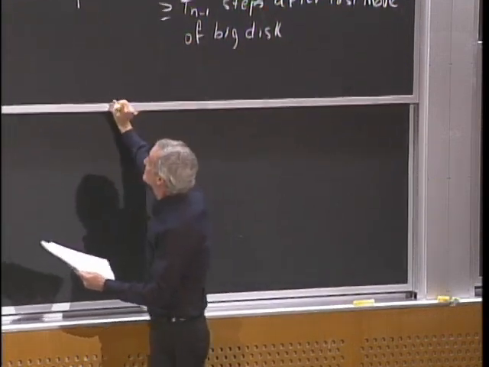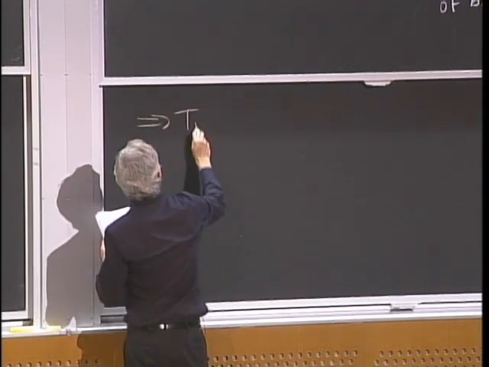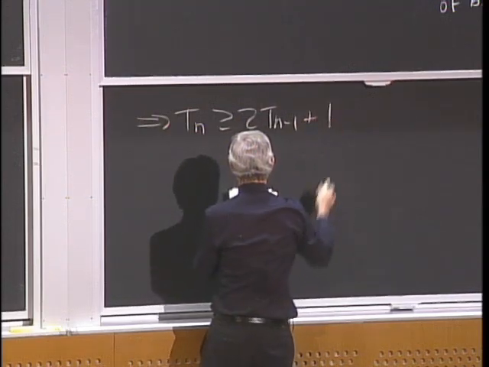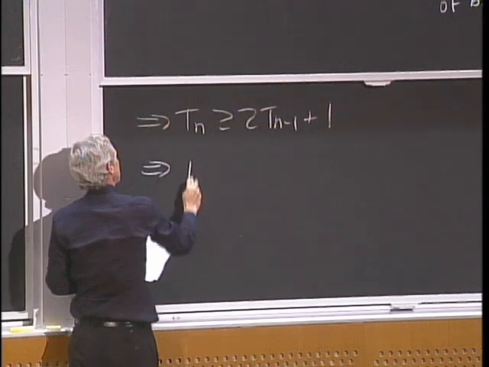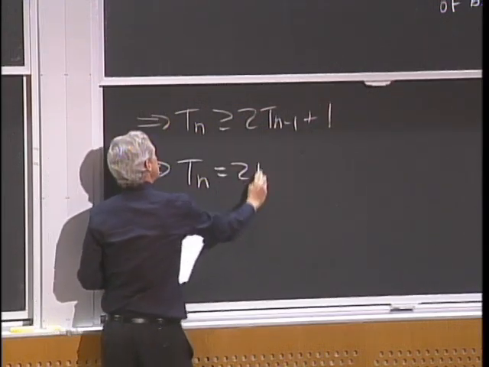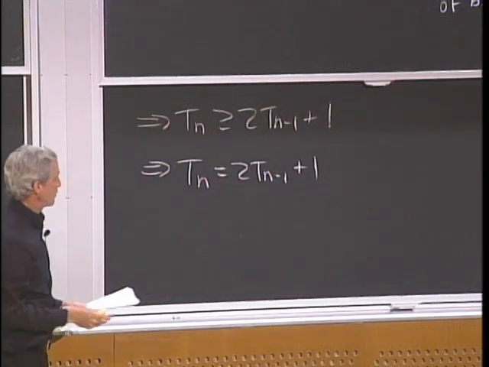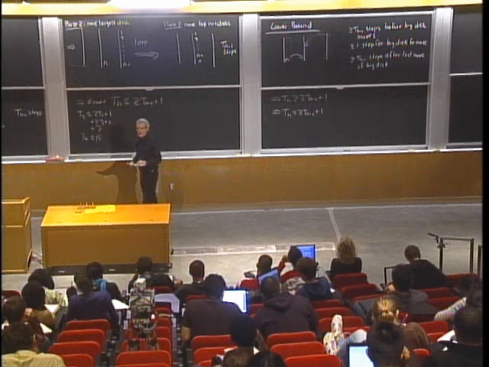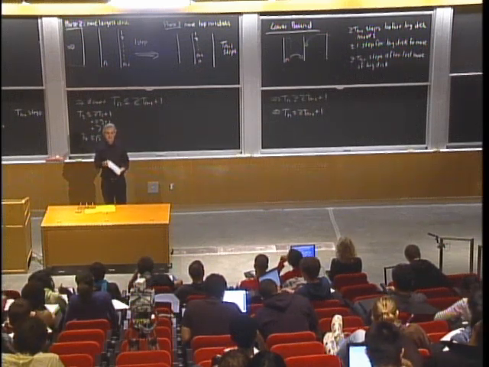Okay, so that means there's a lower bound, that no matter what you do, T of n is at least 2T of n minus 1 plus 1. And so, in fact, it's equal. T of n equals 2T of n minus 1 plus 1. So T3 is 7. T4 is 15. Any questions about that?